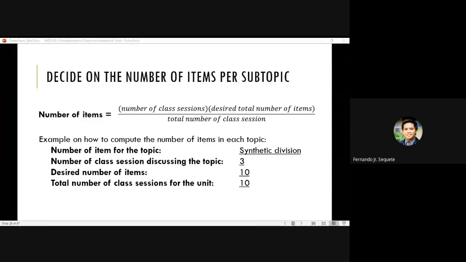Okay. Since division has the highest class sessions, it is expected to also have the most test items in the exam. It is not possible for addition, which we discussed for only 2 meetings, to have the most test questions. So that is our assumption. Sir, why do we follow the computation even though we have a desired number of items? Because we have our formula, although we have a desired number of items, the number of items will still be dictated by the number of class sessions.